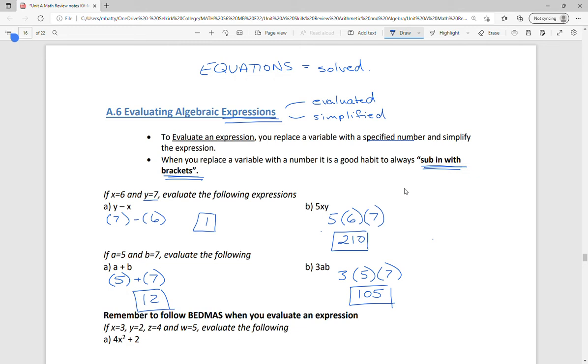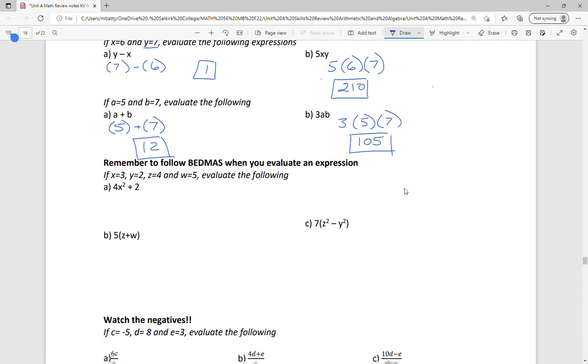So at this point, look back. You may have got the answers, and oftentimes I say it doesn't really matter how you get to the answer, it'll be fine. But do yourself a favor. You're going to save yourself a headache in about 2 pages if you're subbing in with brackets.